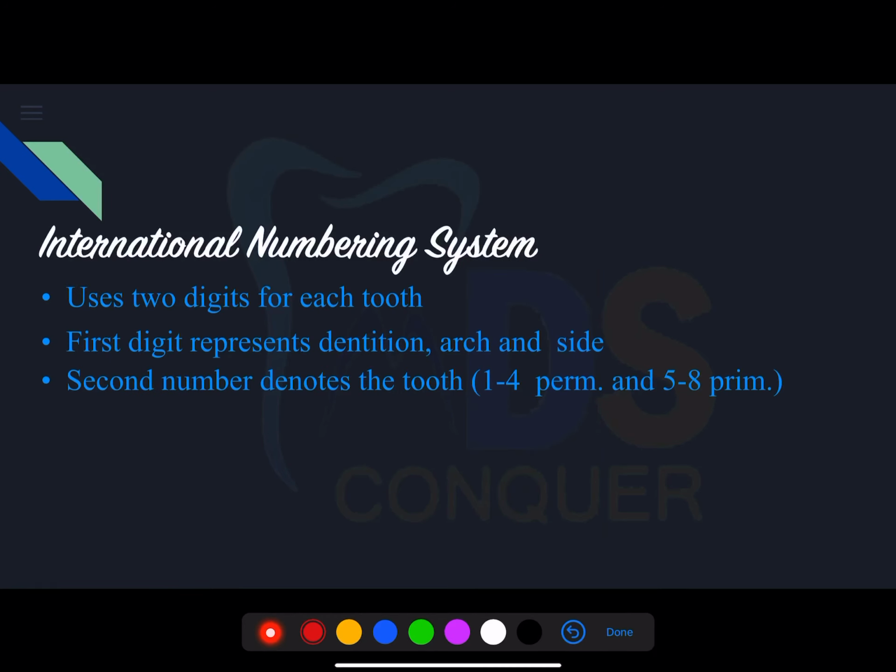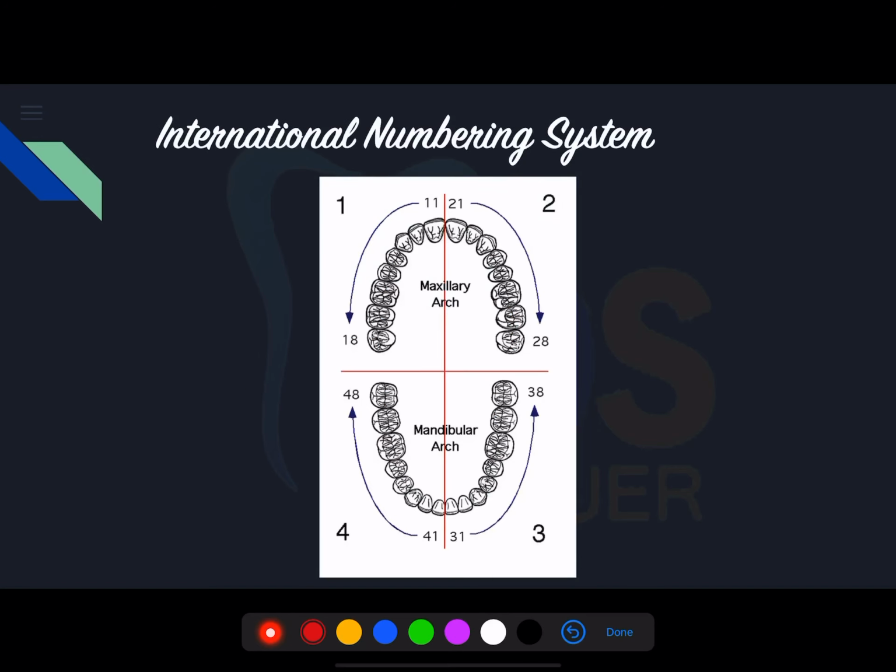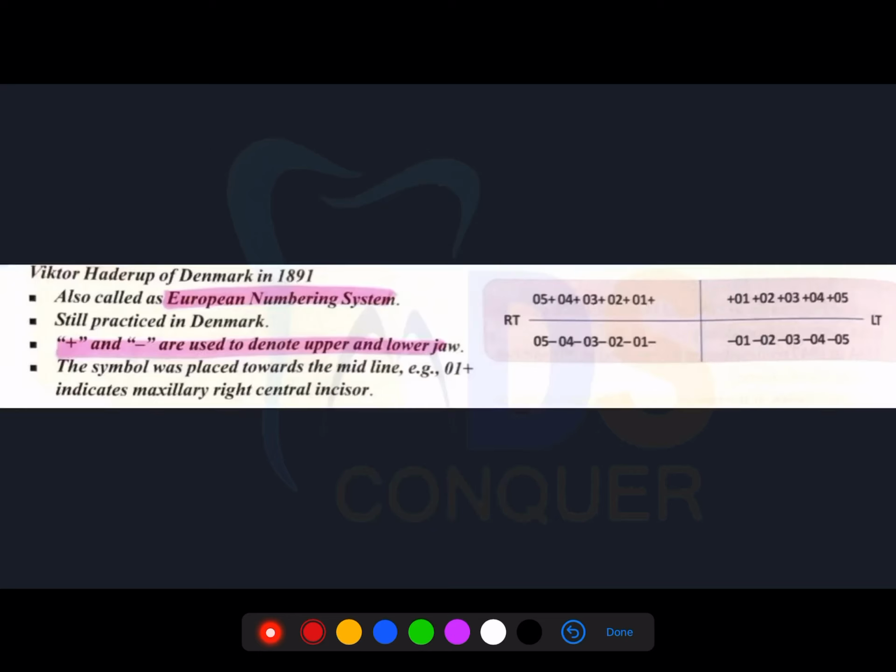The next one is the international system. Okay, international system has 2 digits. The first digit represents the dentition arch and the side. Okay, so you can see 1-1, 1-2, 1-3, so it goes up to 1-8. 2-1 to 2-8. 3-1, 3-2, 3-3, 3-4, 3-5, up to 3-8. 4-1, 4-2, 4-3, 4-4, up to 4-8.